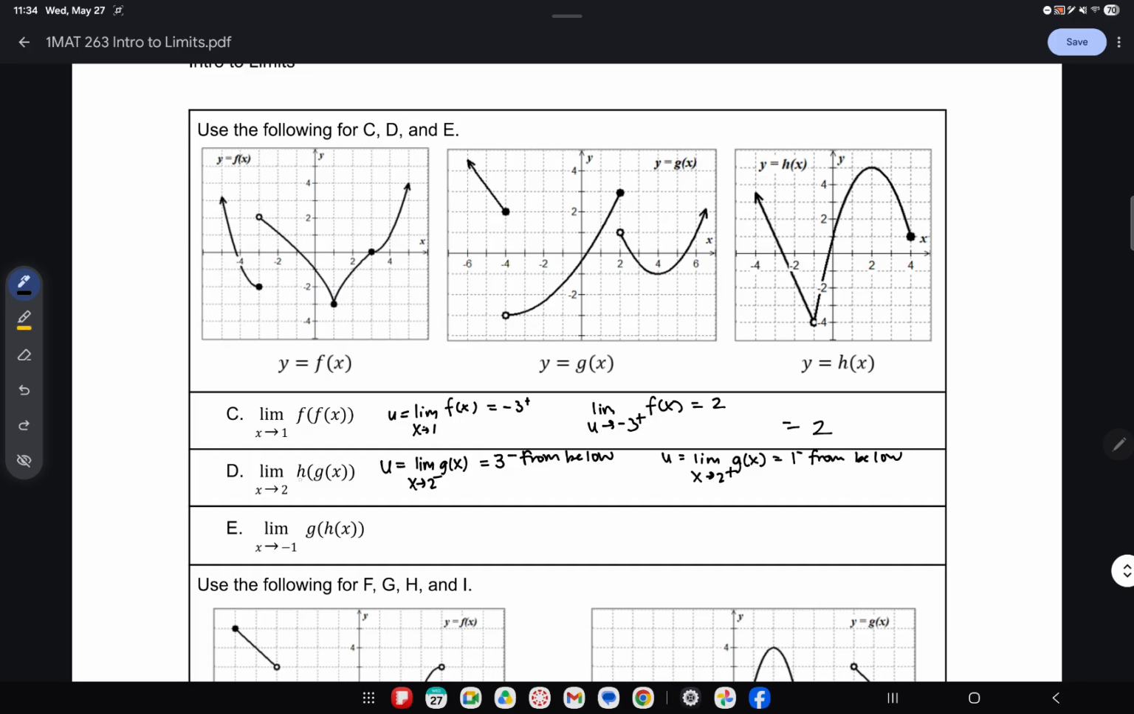So now when we go to do the h of x part, we'll do both. So we have the limit as u goes to 3 from the left for h of x. So 3 from the left is going to be 4. And then I've got to do the other one. So the limit as u goes to 1 from the left for h of x. And 1 also goes to 4. And these are the same. So the entire limit is 4.